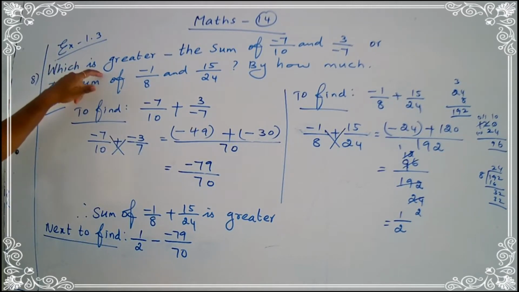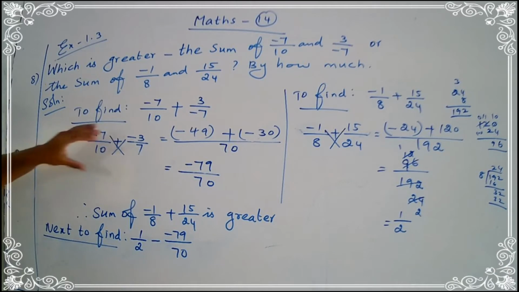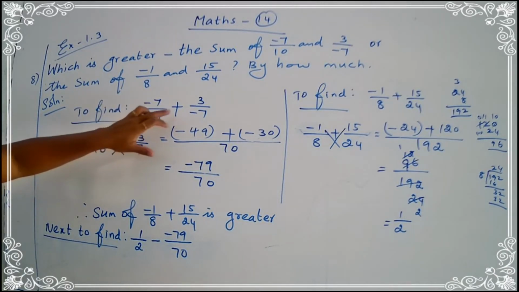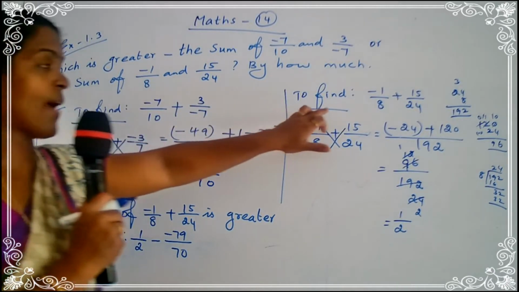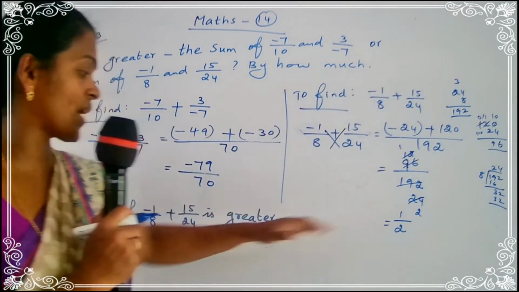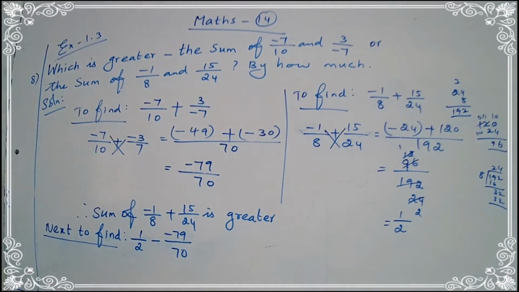Which is greater? The sum of minus 7 upon 10 and 3 upon minus 7, or the sum of minus 1 upon 8 and 15 upon 24. By how much? So you have to find the value of minus 7 upon 10 plus 3 upon minus 7, and then find the value of the other. You write it up to here. Write fast children, this question is not finished. Now write it in your classwork note: 8th question in exercise 1.3. Write the question neatly.